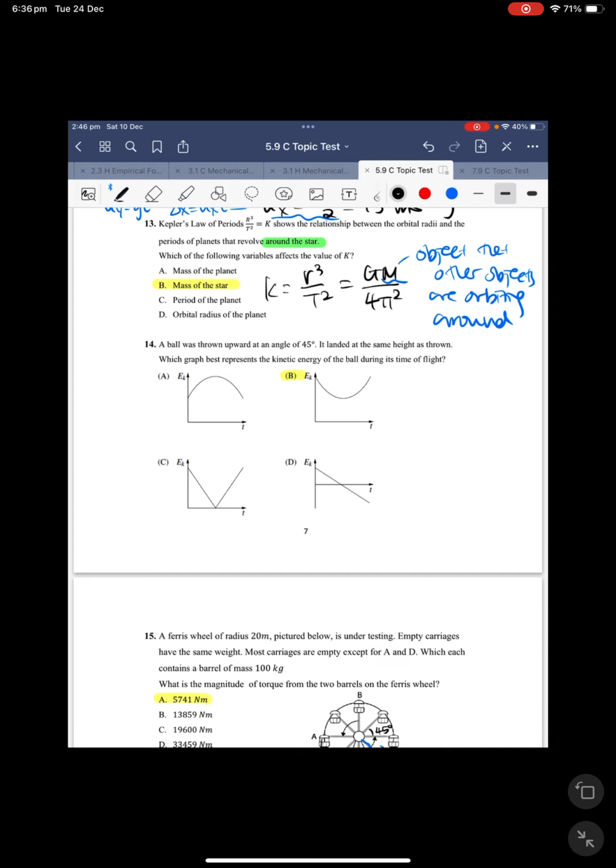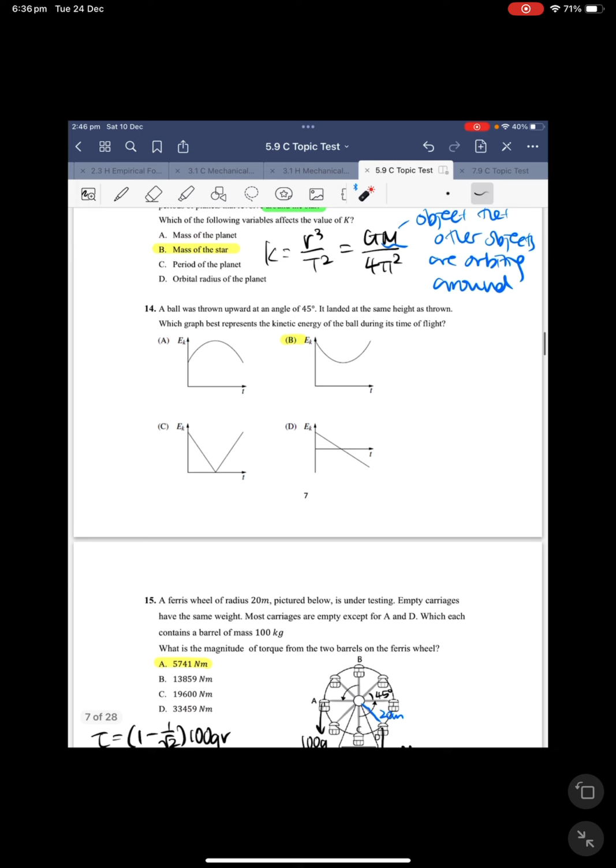Cool. Question 14 says, a ball was thrown upward at an angle of 45 degrees. It landed at the same height as thrown. Which graph best represents the kinetic energy of the ball during its time of flight? Now, the flight path of the ball will be something like this, right? As the ball goes up, as it is launched higher and higher into the air, its kinetic energy will actually decrease, and it's decreasing because its vertical velocity is decreasing due to the acceleration of gravity downwards.